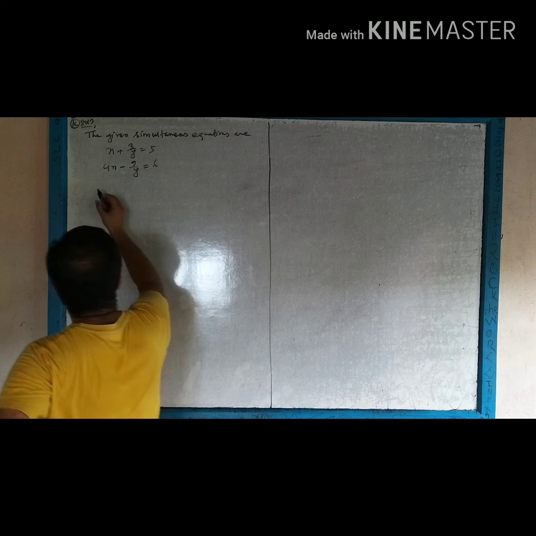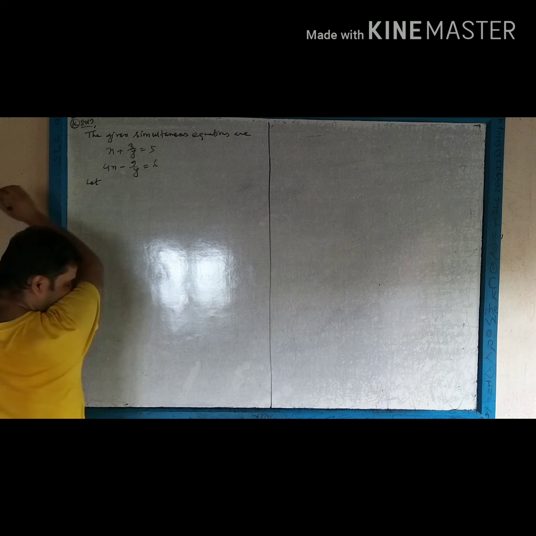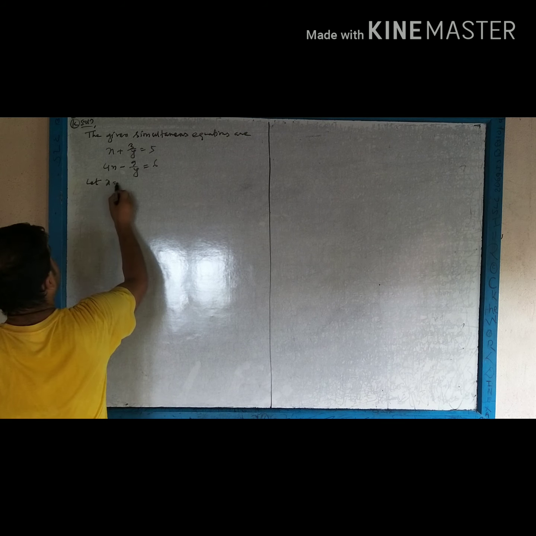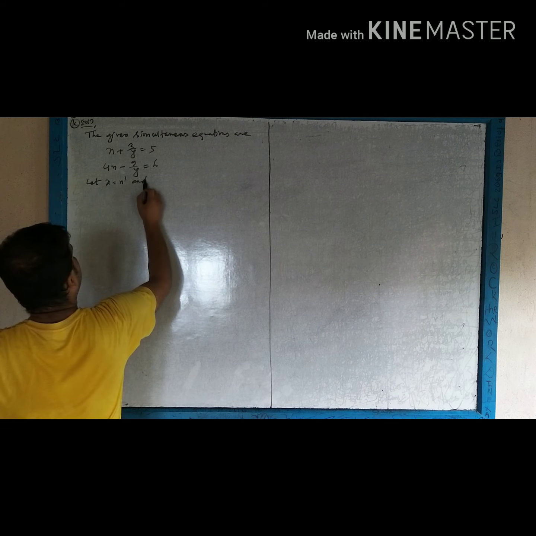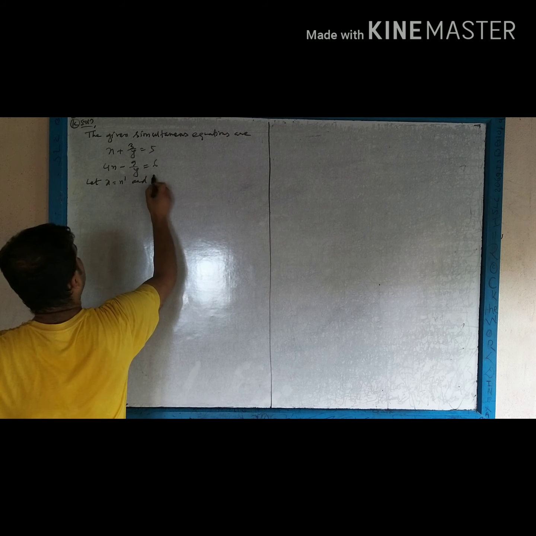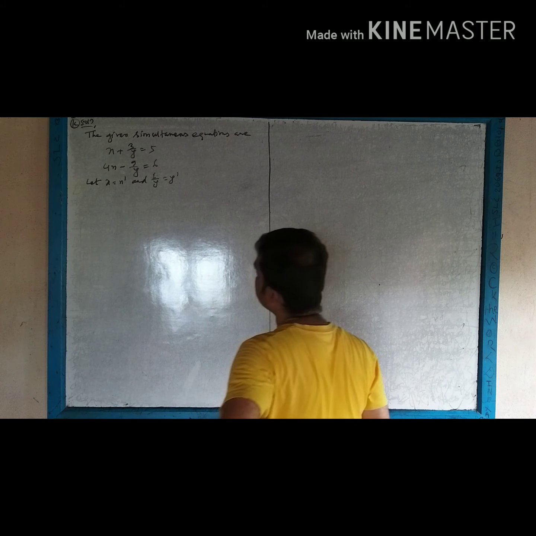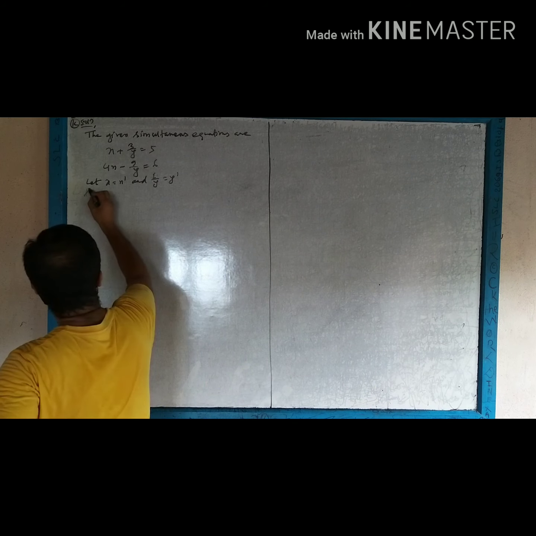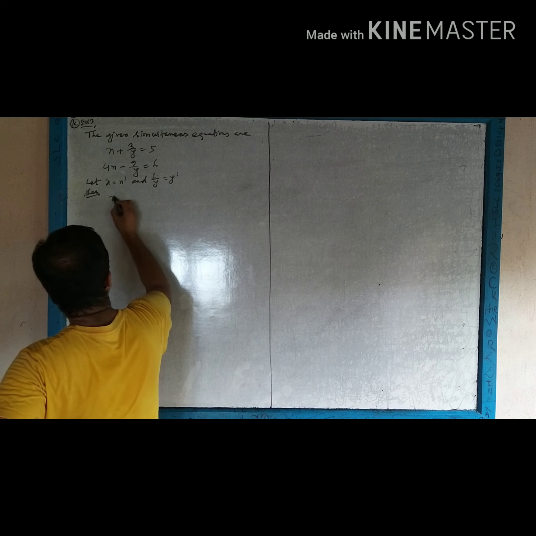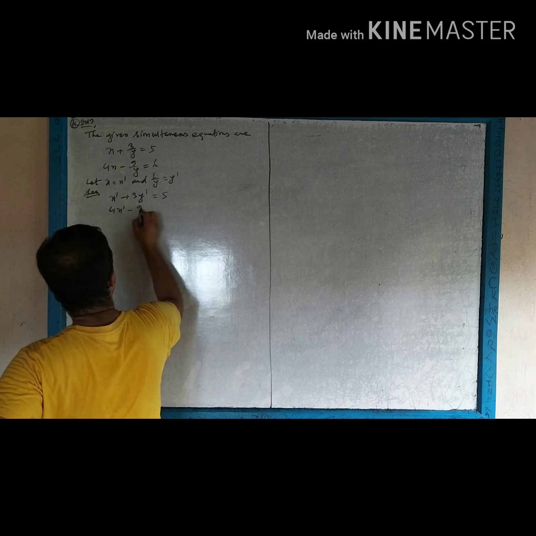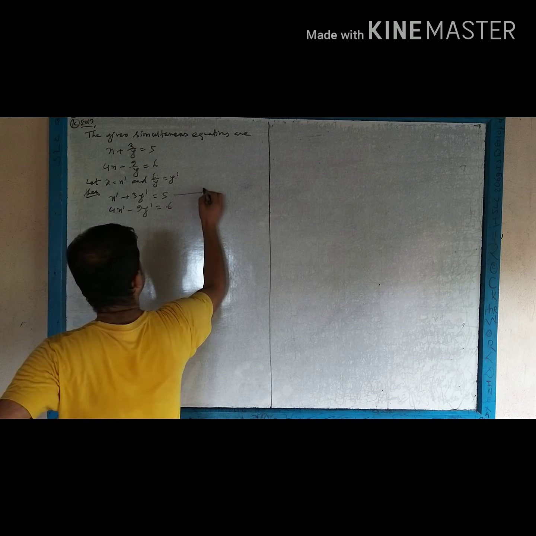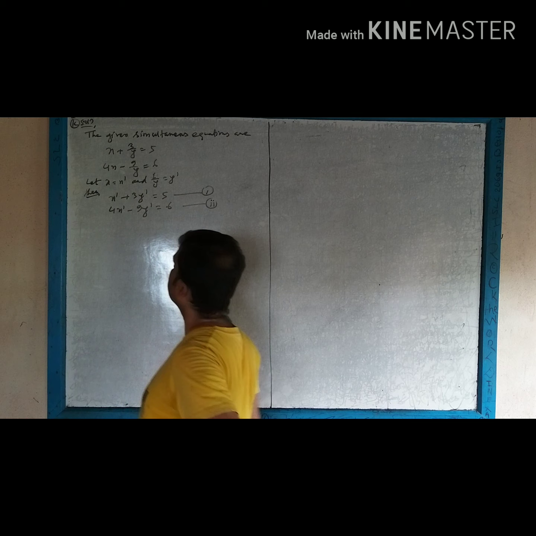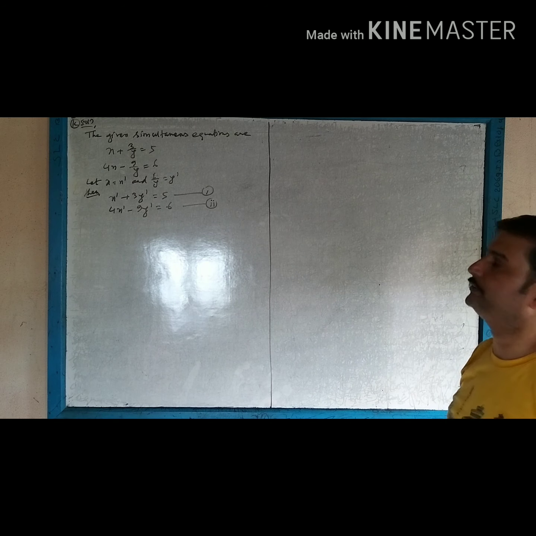Let x equal x dash and 1 by y equal y dash. Let x equal x dash, then the above equation becomes x dash plus 3y dash is equal to 5 and 4x dash minus 9y dash equals 6. This is equation 1 and this is equation 2. That equation will turn into this form.